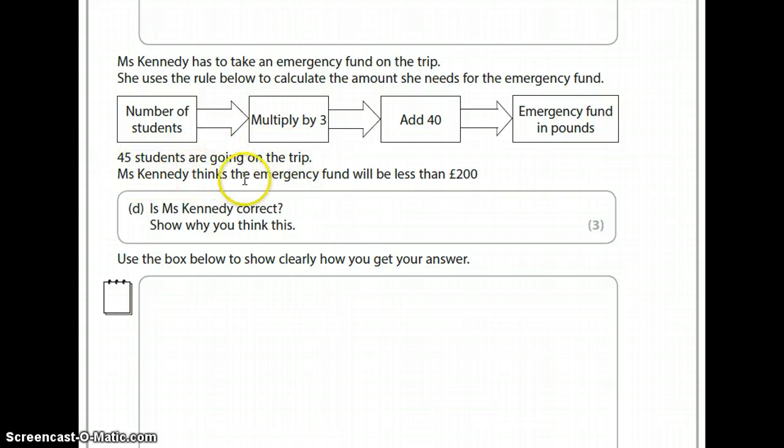Miss Kennedy thinks the emergency fund will be less than that amount. Is Miss Kennedy correct? Show why you think this. Use the box below to show clearly how you get your answer.